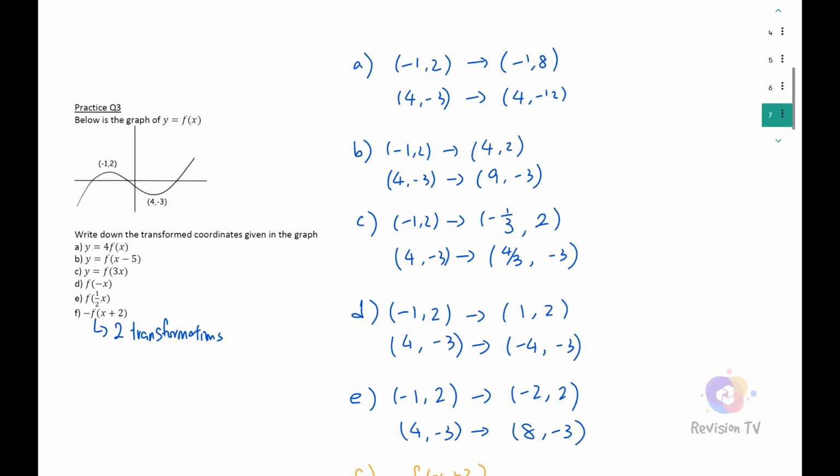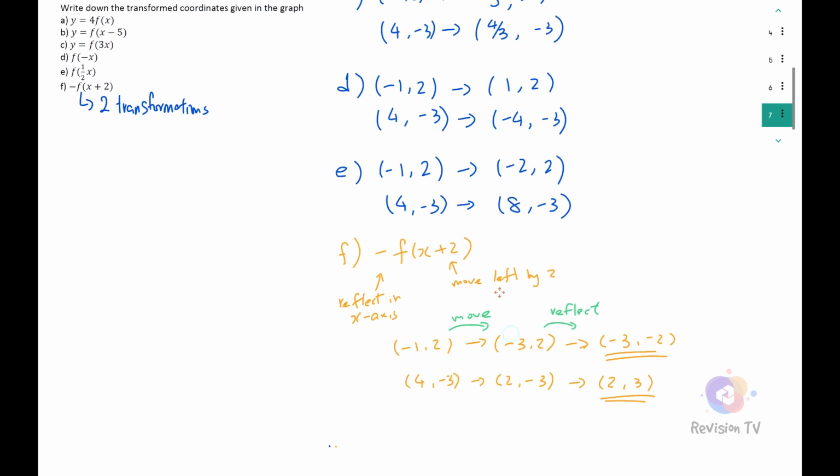4 becomes 8. Now for F, the two transformations are plus 2, which means we move left by 2, and minus, which means reflect in the x-axis. So it doesn't matter which one you do first in this case. What I did was move it first and then reflect. So I move to left by 2, so minus 1 to minus 3, and then reflect in the x-axis means the y coordinates is affected, so 2 becomes minus 2. So my final answer, minus 1, 2 becomes minus 3, minus 2. And same for 4, minus 3 becomes 2, 3. 2, 3, sorry.